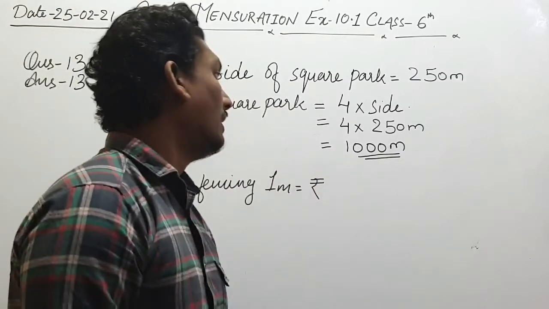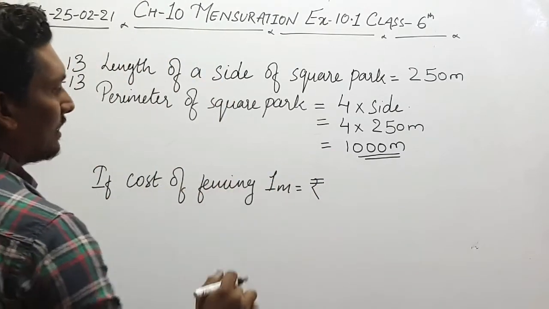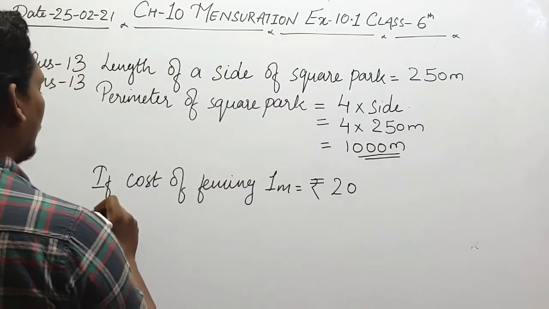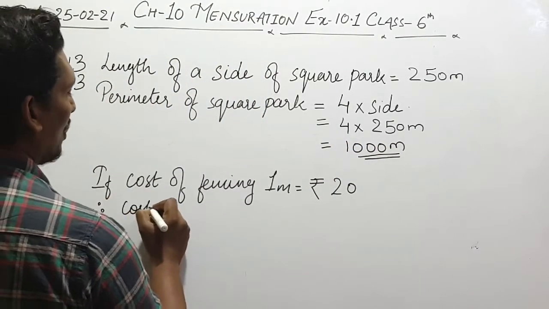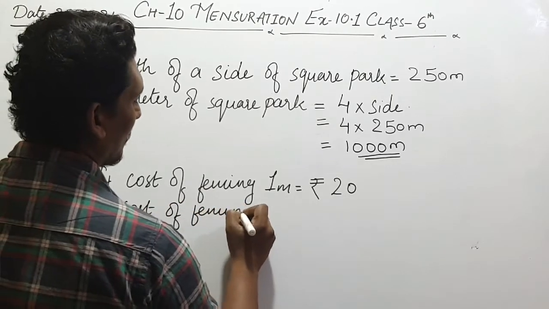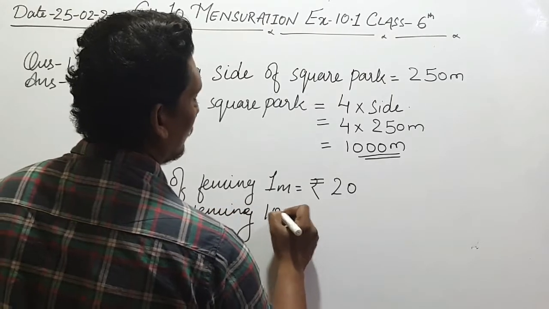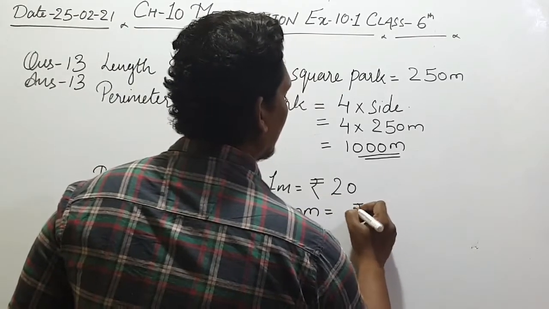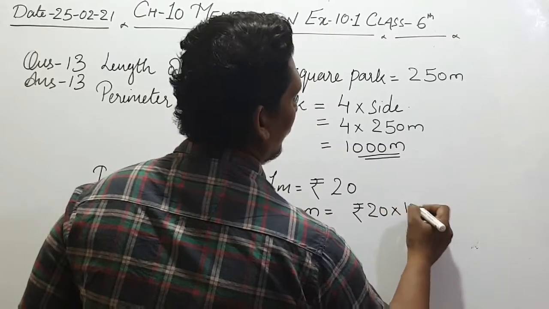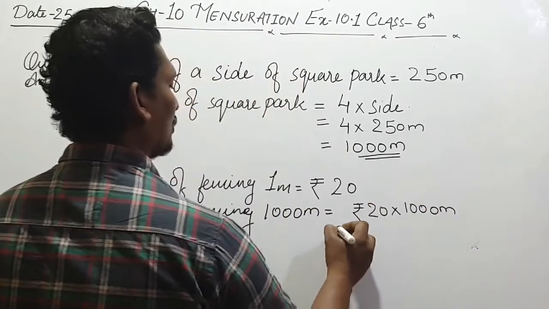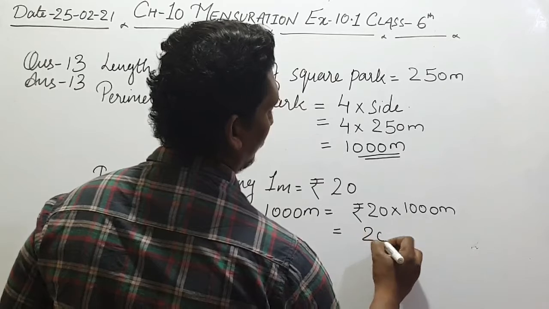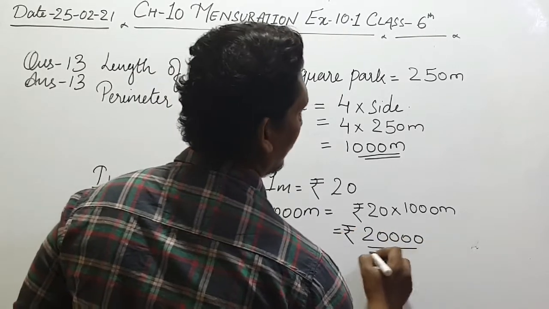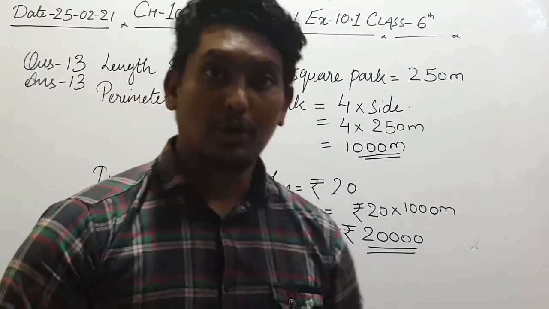Now, the cost of fencing 1 meter is given as rupees 20. We have 1000 meter. Therefore, the cost of fencing 1000 meter is equal to rupees 20 into 1000 meter. So you will get rupees 20,000. So 20,000 is the cost.